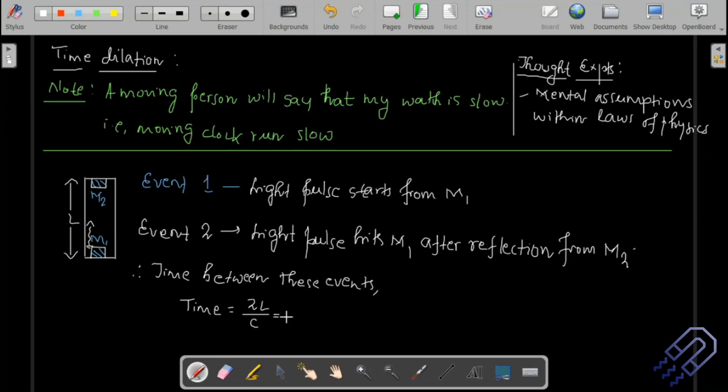Postulate of special theory of relativity, and let's just mark this as delta t. This is something which you basically call the S frame. I hope we understand what an S frame is now, because I am inside this box, sitting here and observing the event happening. So this is what is called the S frame.